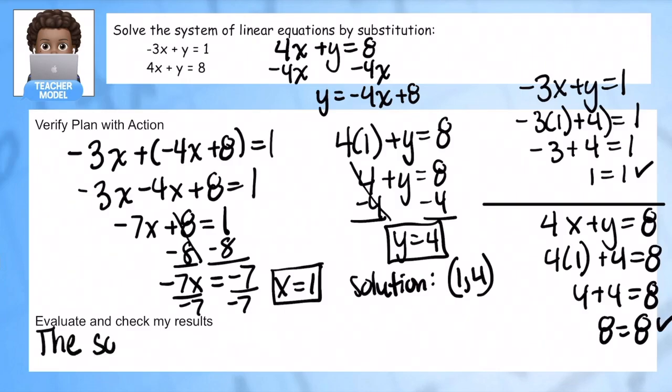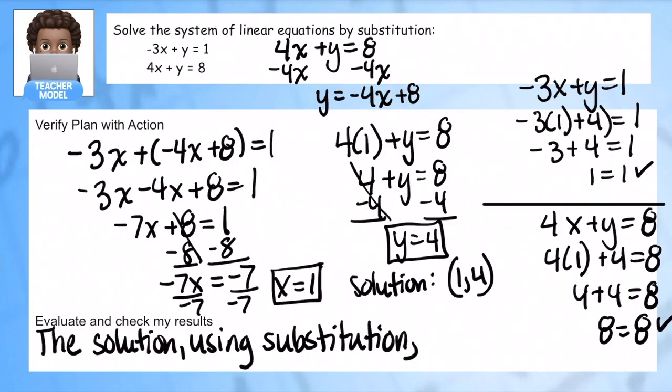The solution using substitution is 1, 4, period. Hit pause and jot this down into your notes.